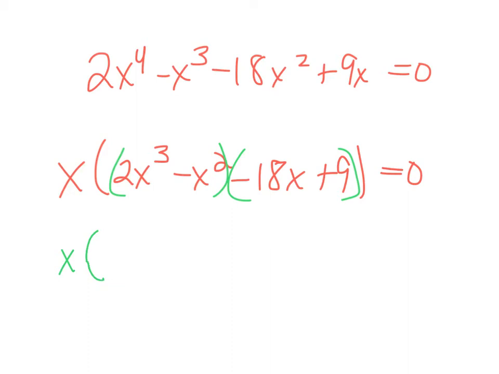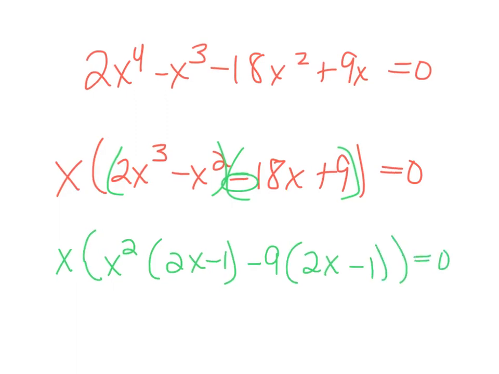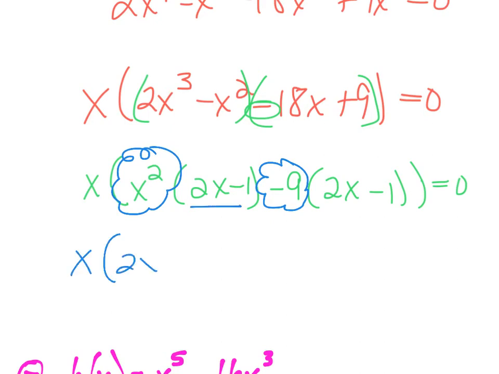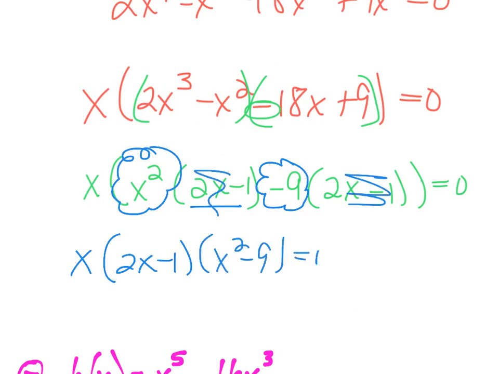What can I take out of 2x cubed and x squared? I could take out an x squared, so you have 2x minus 1. What can I take out of negative 18 and a positive 9? 9. What kind of 9? Positive. Take out the negative if it leaves with a negative. So then look, my parenthesis is now 2x minus 1, which is what we want. Do you see these leftovers out here? They get their own parentheses. So I still have my x. My GCF of 2x minus 1, I write one time. And then x squared minus 9 gets its own parenthesis.